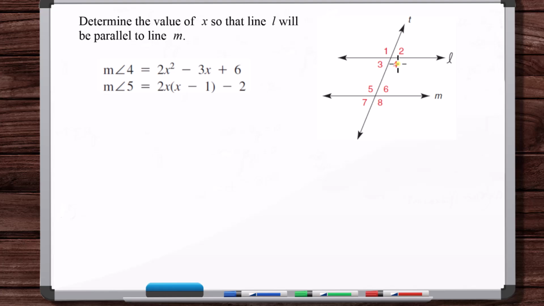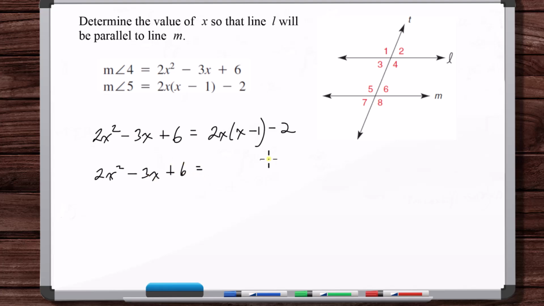Okay, angles 4 and angles 5 are alternate interior angles, so these measures need to be equal. We need to set these two expressions equal and solve for x. So we've got 2x squared minus 3x plus 6. Distributing the 2x, you get 2x squared minus 2x, and then minus 2. The 2x squareds subtract out. Now we can add 3x to both sides. Minus 2x plus 3x is x. Now we can add 2 to both sides, and we get x is equal to 8.